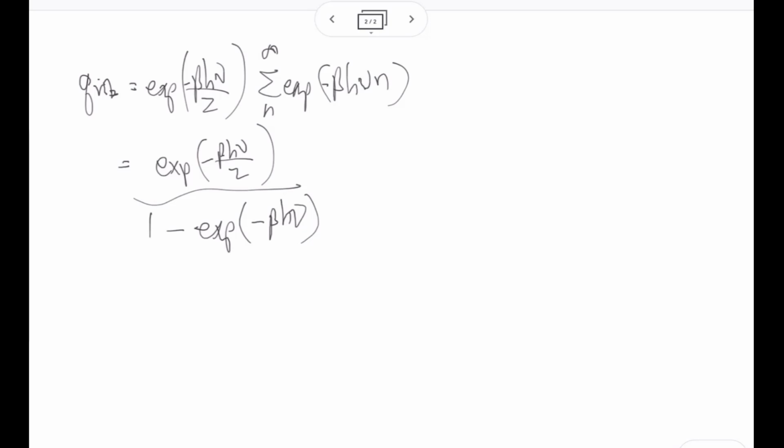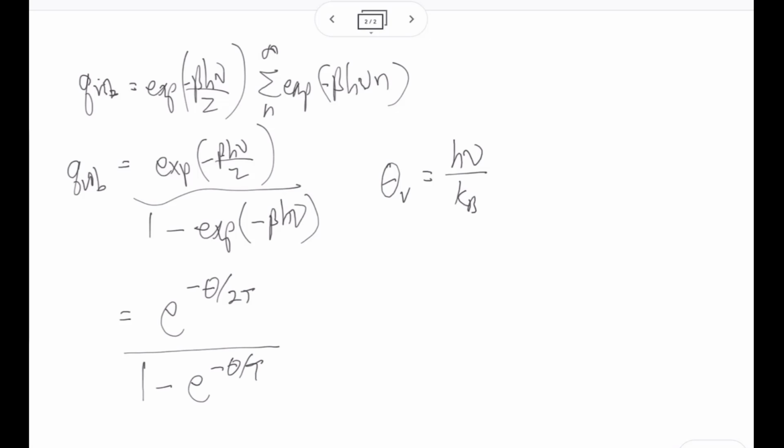We're going to create a new variable, which we're going to call theta. We're just doing this for convenience. I'll tell you what this means later. Which is going to be h nu divided by Boltzmann's constant. Okay, and so this is now going to be written as e to the negative theta over 2T divided by 1 minus e to the negative theta over T. Okay, do you see how that transformation happens? So this is the partition function for the Einstein model.